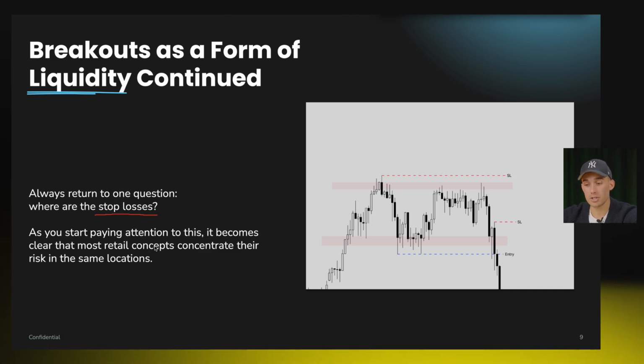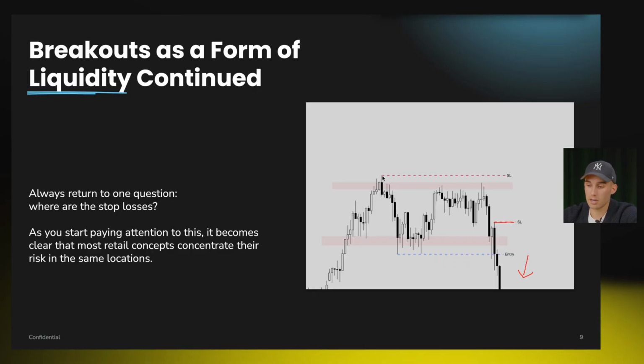As you start paying attention to this, it becomes clear that most retail concepts concentrate their risk in the same locations. So look at this, a bunch of lows being built up, so liquidity in our eyes. The market sells off. There is the retail sell stop activated, and now they're in their short positions. Okay, they want to see price all the way back down to the downside. Here's going to be liquidity, and of course we have stop losses resting at the highs as well.